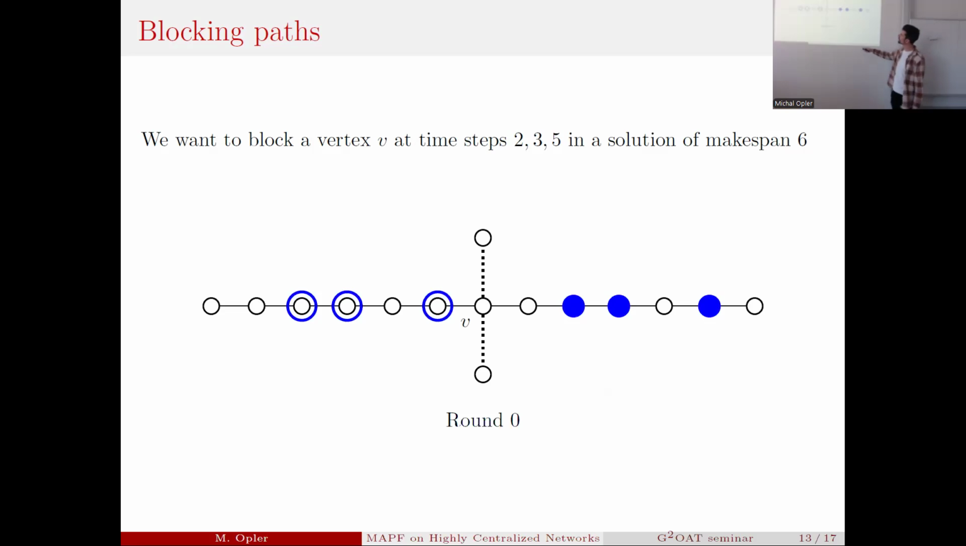And they are set up in a way that this agent is exactly 6 steps away from its target. This agent is 6 steps away from their target. So the only way to resolve these agents is to let them run through on this path without ever stopping. And if you do so, well, then they block the vertex V at exactly round 2, 3, and 5.